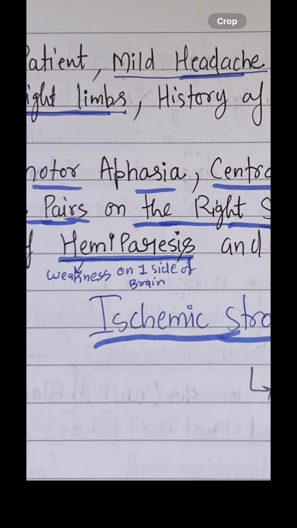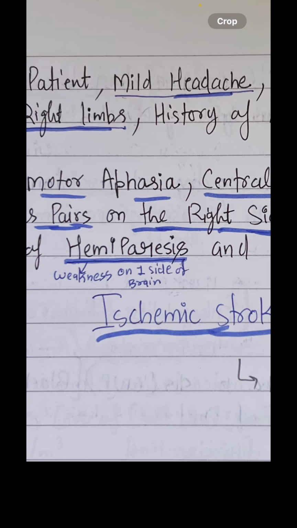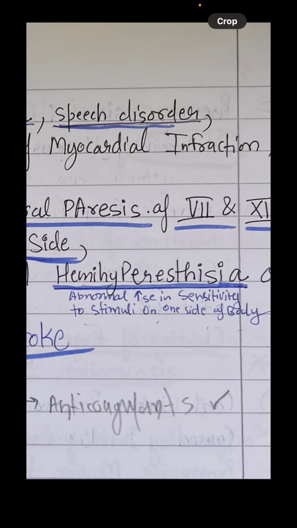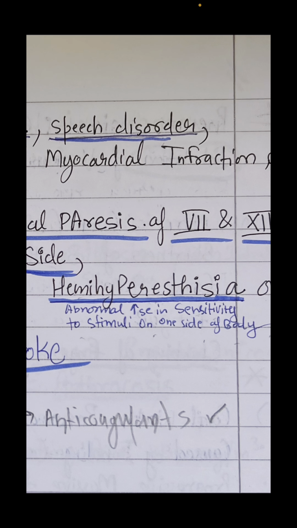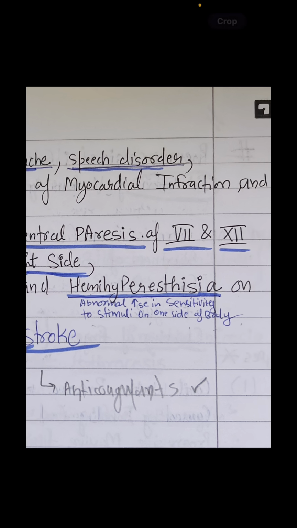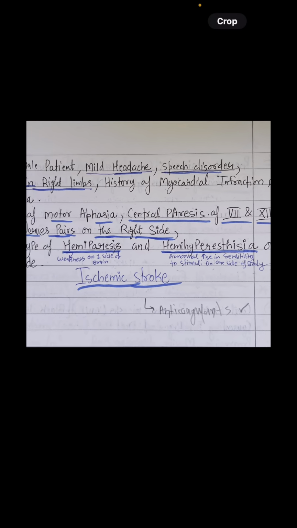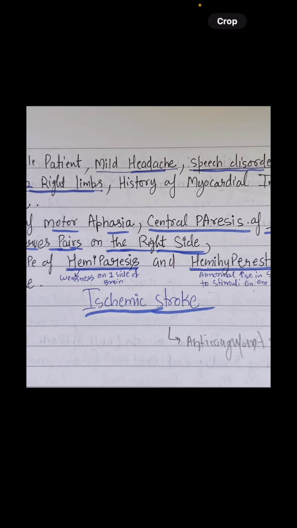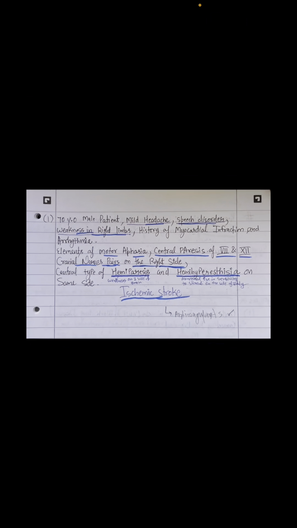So remember, hemiparesis is the weakness of one side of the body, and hyperesthesia is an abnormal increase in the sensitivity to stimuli on one side of the body. So the diagnosis you have made is ischemic stroke. Stroke means a clot got stuck in some artery which is supplying the brain, right? So what are you going to prescribe? Anticoagulants.